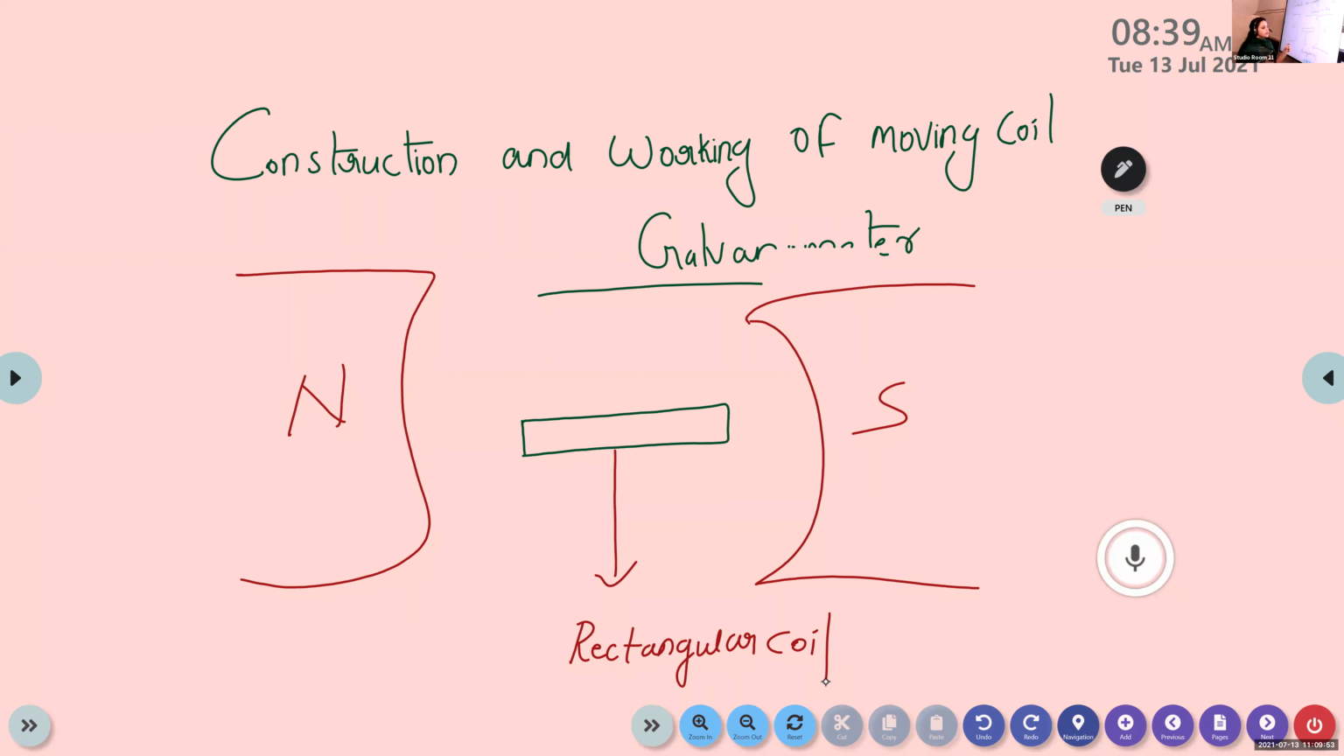So this rectangular coil with N number of turns is placed between the poles of a strong concave shaped magnet, such that this rectangular coil can freely rotate between the poles of the magnet. Yes, Achut, both of the magnets, North Pole and South Pole, are concave shaped.